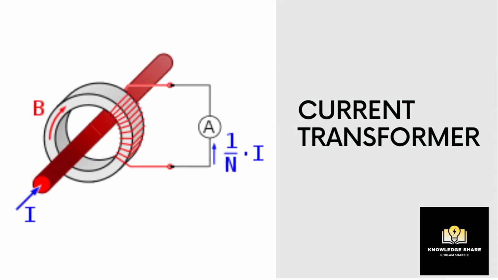A current transformer has a primary winding and a secondary winding. A current transformer is designed to maintain an accurate ratio between the current in its primary and secondary circuits over a defined range. CT is always connected in series in the circuit.